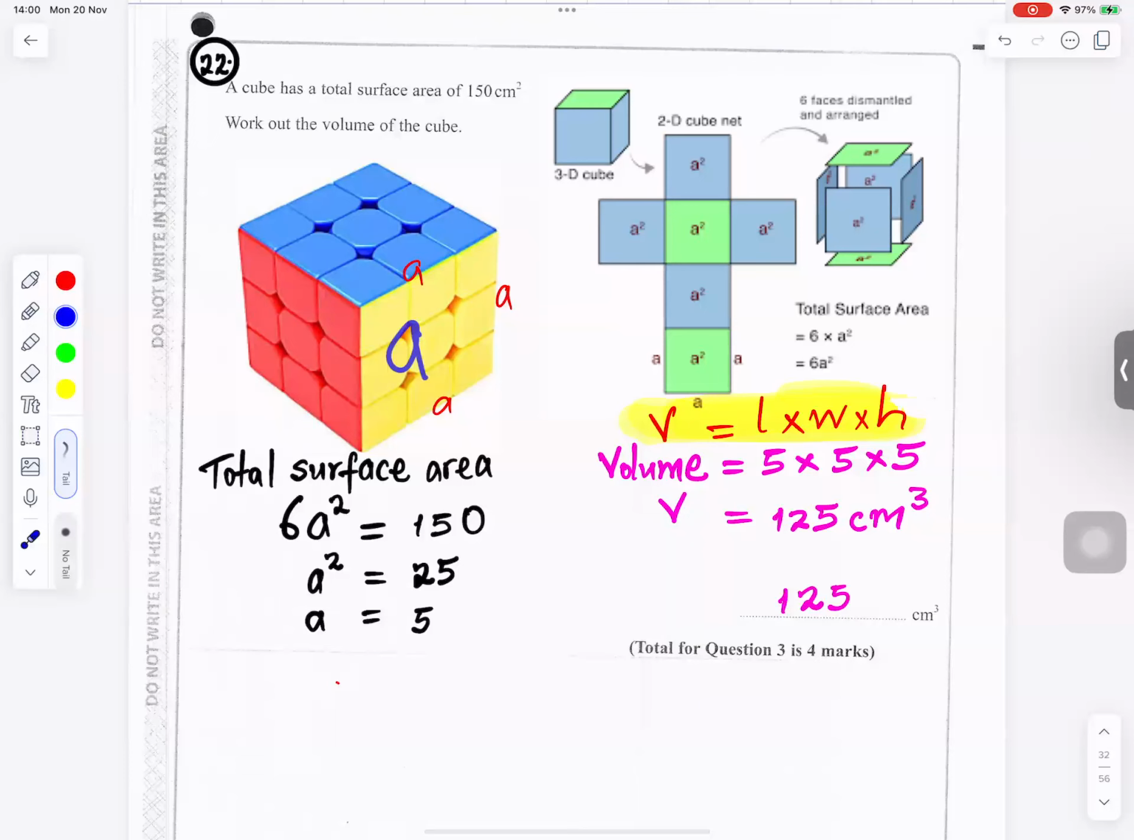And the area for each one is a squared, because a times a. So 6 times a squared is 150. To get the area for one of them, you divide by 6. It gives you 25. And the length will be the square root of 25, which is 5. So each one is 5. I'll put some formula there for you to see in terms of the faces, 6 of them. Volume is length times width times height. Since each side is a, it's 5 times 5 times 5, which is 125.